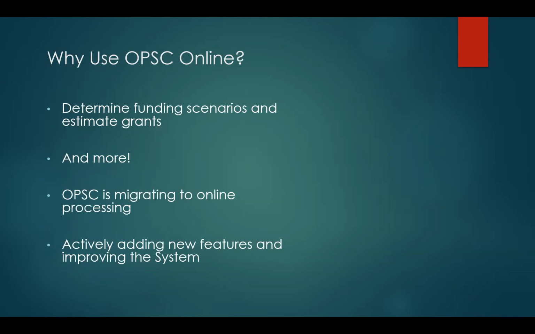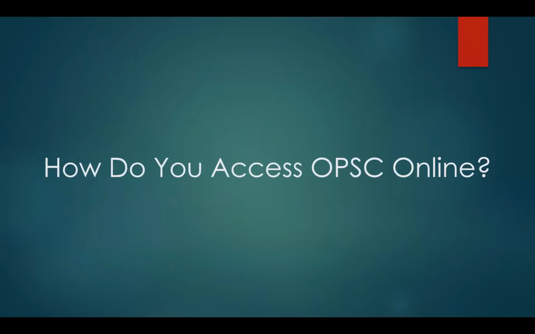And there's more that you can do with OPSC Online, but again, we won't be able to cover it all. So these are just what we'll be going over in today's workshop. And lastly, we are migrating more of our processes online, and we're actively adding new features and improving the system for ease of use. For example, we're looking to add an option to submit grant agreements and an option to submit financial hardship requests online. So if you get used to the system now, you'll be ready to take advantage of the new features as soon as they're released. And if you have suggestions or ideas for new features, I'll have an email address at the end of the presentation where you can send them to.